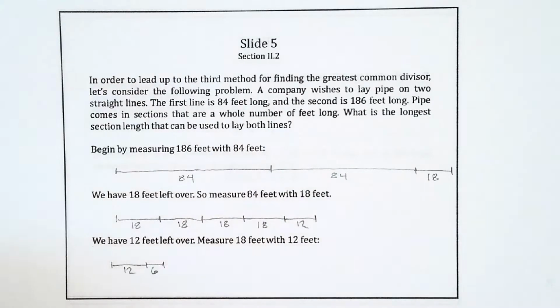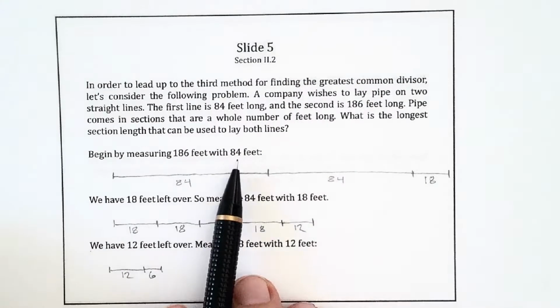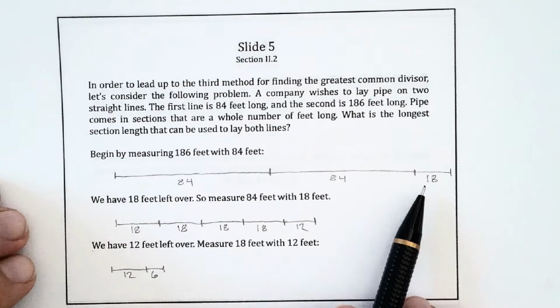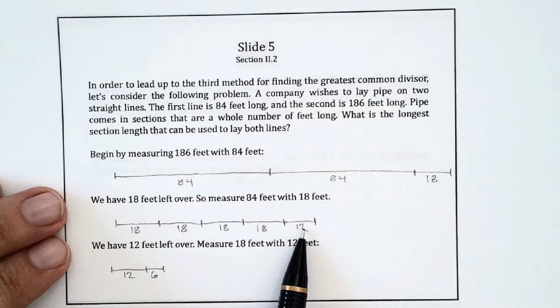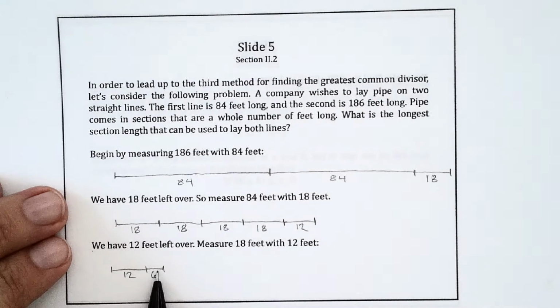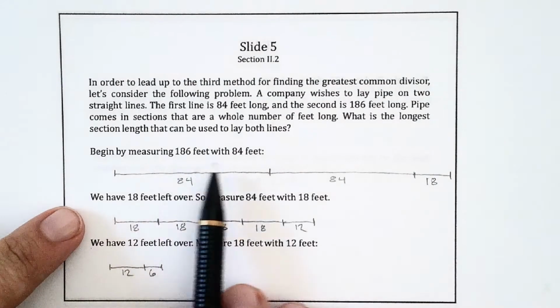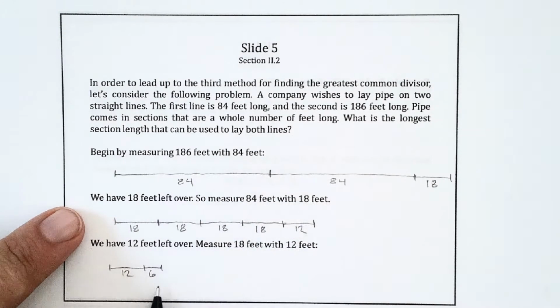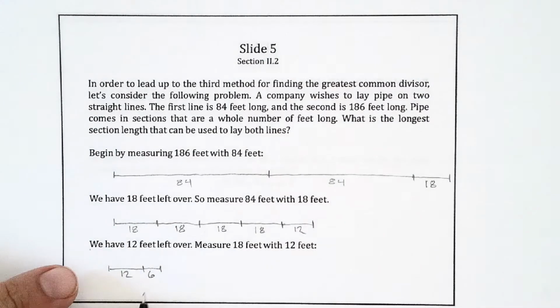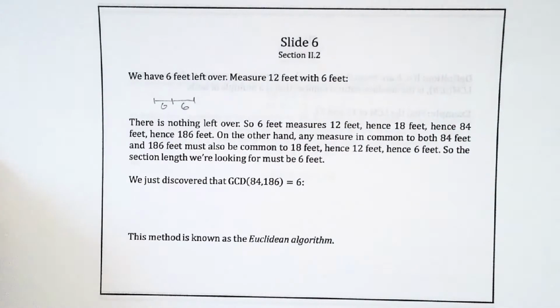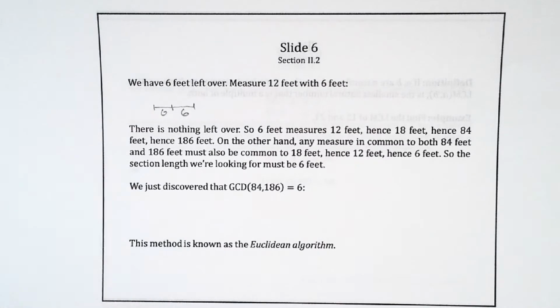On the other hand, anything that measures both 186 and 84 would also have to measure this difference, 18. Therefore, it also has to measure this difference, 12. Therefore, it also has to measure this difference, 6. So anything that measures both of these two numbers, 186 and 84, has to measure 6. 6 is the largest thing that measures itself, and 6 measures all this list of numbers. So therefore 6 is the greatest common divisor. So that last number we got in that process has to be the greatest common divisor.